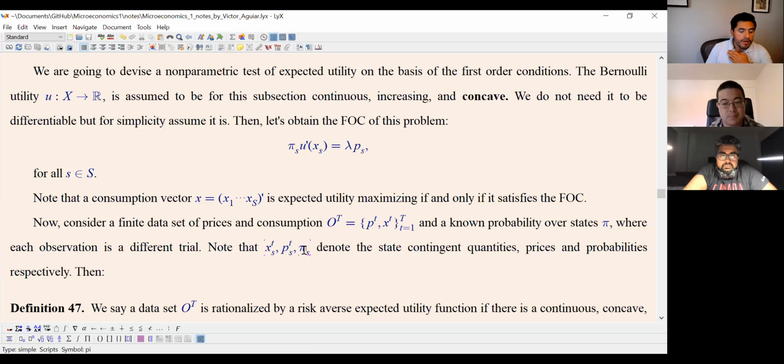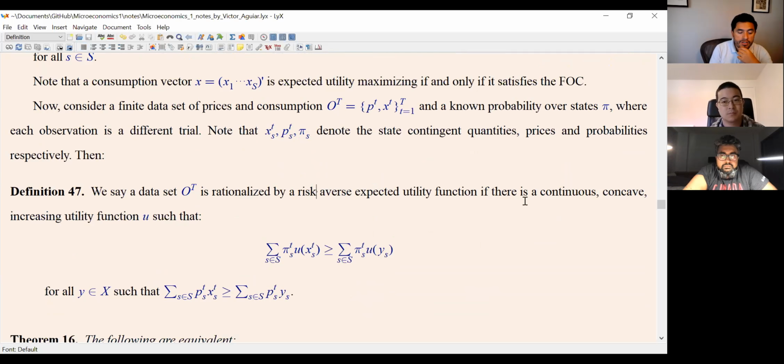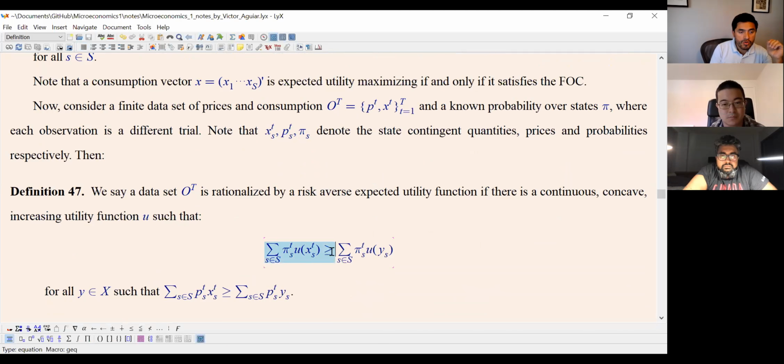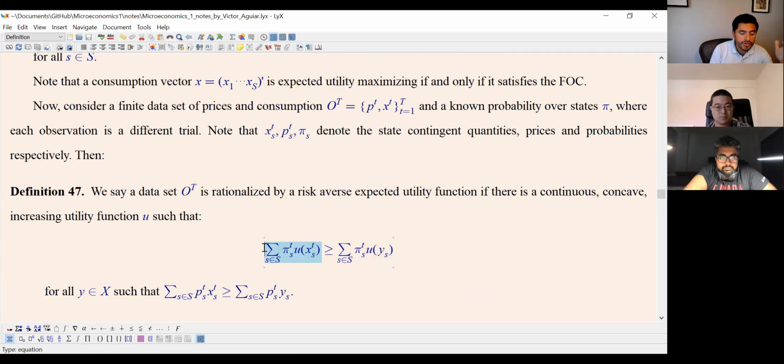This is important. Then I'm going to say that a data set O_T is rationalized by a risk-averse expected utility function if there is a continuous, concave, increasing utility function such that the expected utility of the observed portfolio choice, X^T, is greater than or equal to the expected utility of any other portfolio Y that is available in this budget, okay? So this is the same notion of rationality, but now I'm replacing the general utility by the expected utility. Got it? That's the only change I'm making.